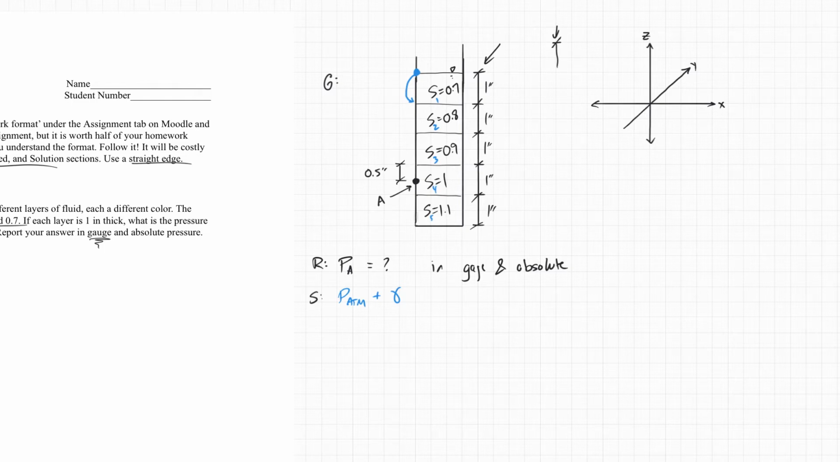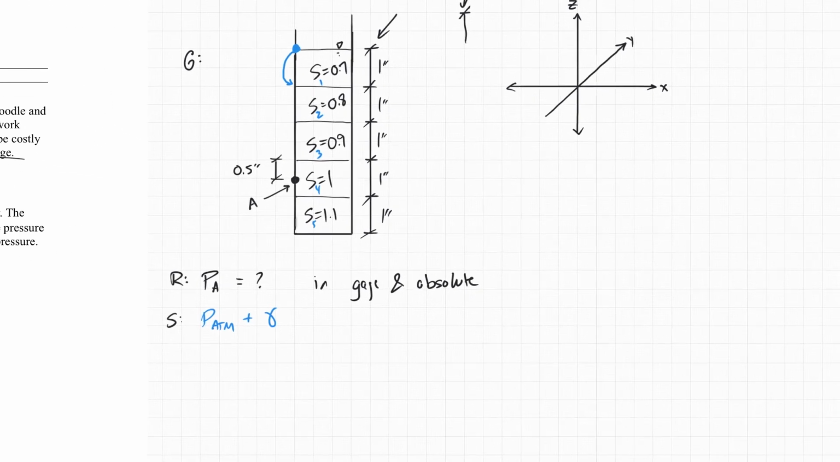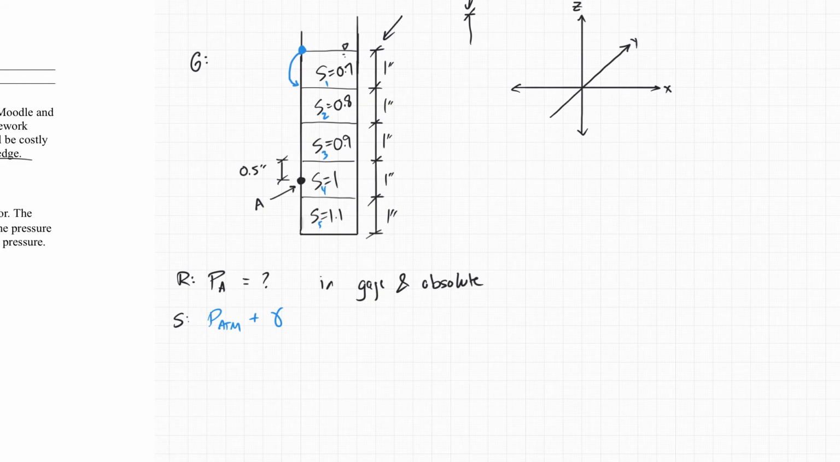Okay, so let's zoom in. There's no reason to have all that other stuff. So gamma 1 times the depth 1. Okay, and then I'm going to go from there to there. So now I've got gamma 2, depth 2. Now I'm going to go down here, plus gamma 3, H3. That's how much the pressure increases as I move downwards. And then it's going to increase just a little bit more, plus gamma 4, H4. Okay, and that gives me the pressure at A.